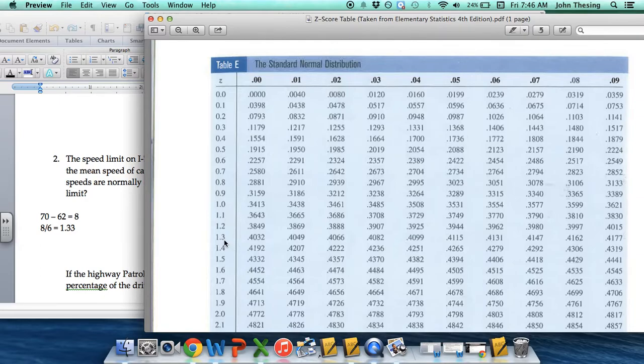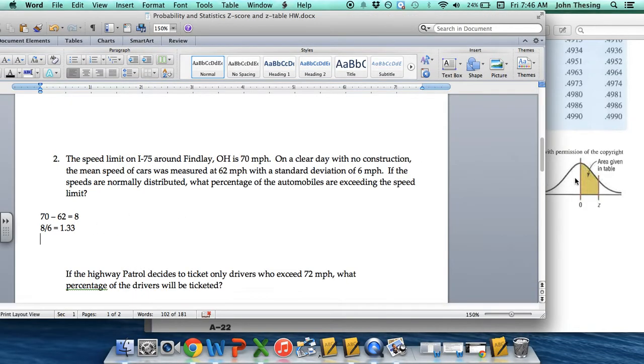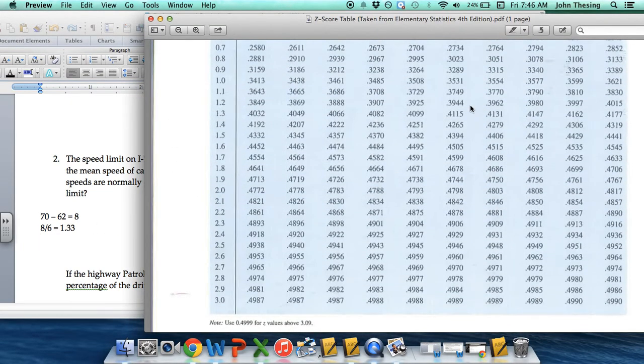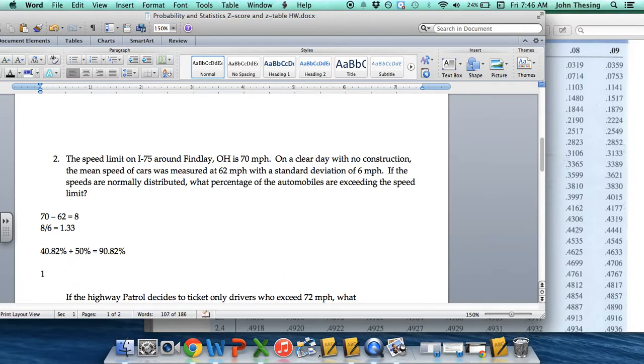So a z-score of 1.33 gives us, here's the table, 1.33. What that tells me is that 40.82% is this yellow area. So if we add 50% to that, 40.82% plus the 50% to the left of the mean gives us 90.82%. And that's the people that are below the speed limit. So if you want to know the number of people above the speed limit, just do 100% minus 90.82.